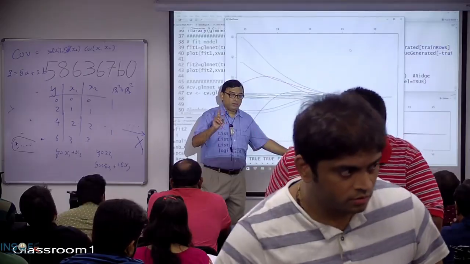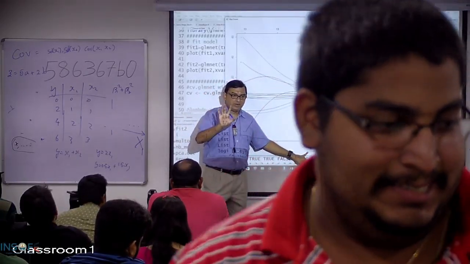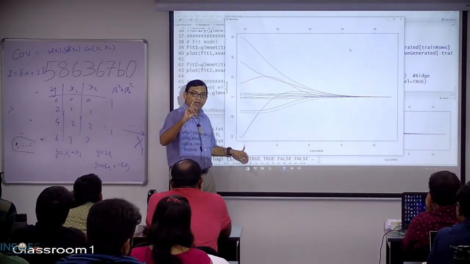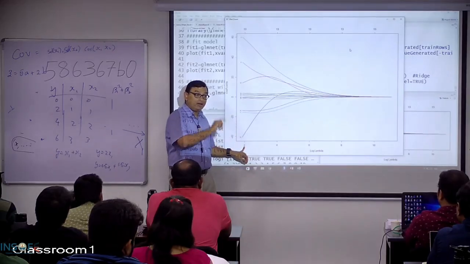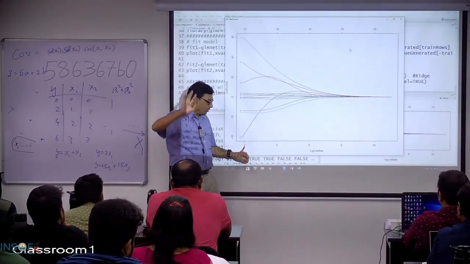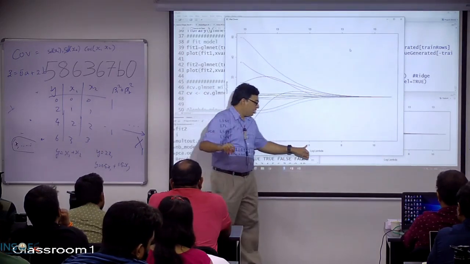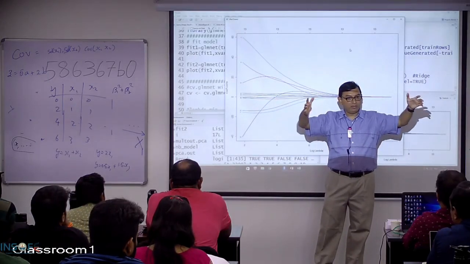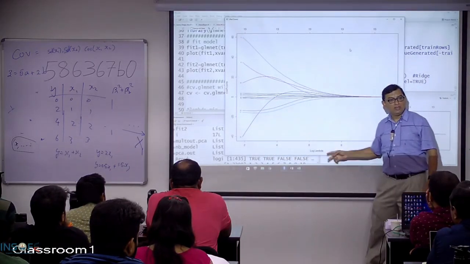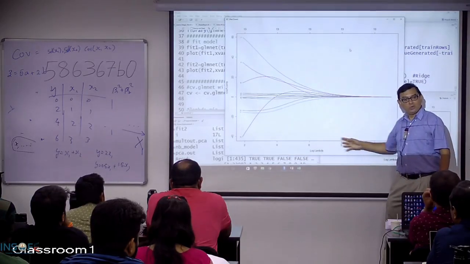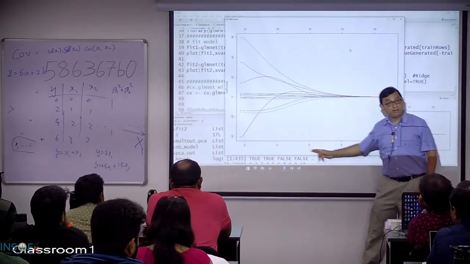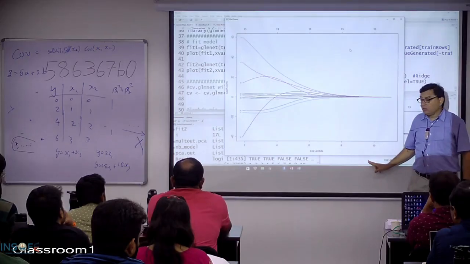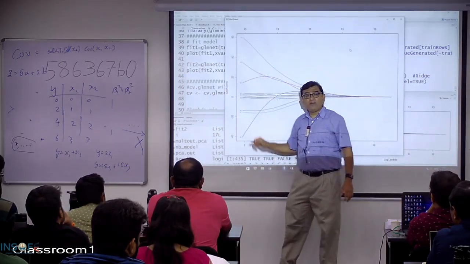Okay, log of lambda. If it was a base 10 log, log lambda of 2 would be 10 to the power 2, 100. This is 10 to the power 4, 10 to the power 6, 10 to the power 8, 10 to the power 10. So you are exploring really large values of lambda. Okay, and this is the log scale, so it looks linear on the log. You are exploring a wide range of lambdas, and for that wide range of lambdas, you are plotting here the value of these coefficients.